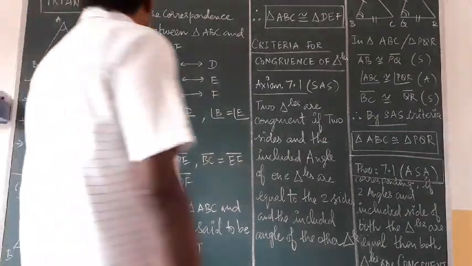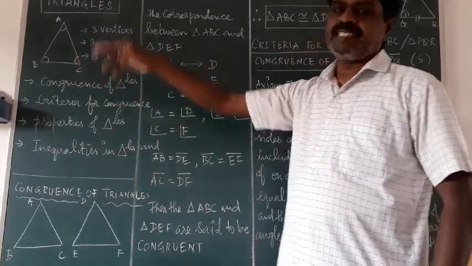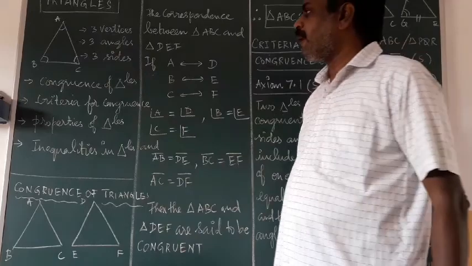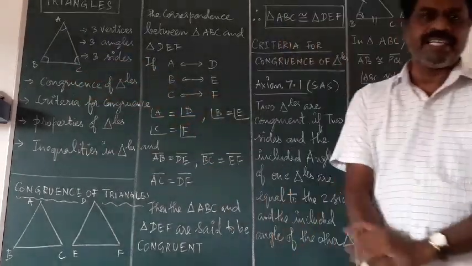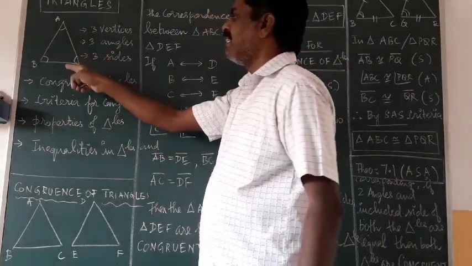So the first introduction part of triangles is, as usual, we know a triangle means three sides will be there, three vertices will be there, three angles will be there. That is called a triangle. A triangle has three vertices, three angles, and three sides.